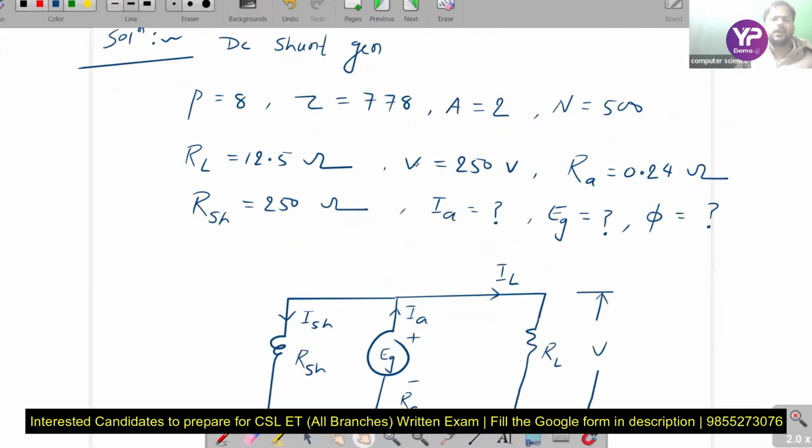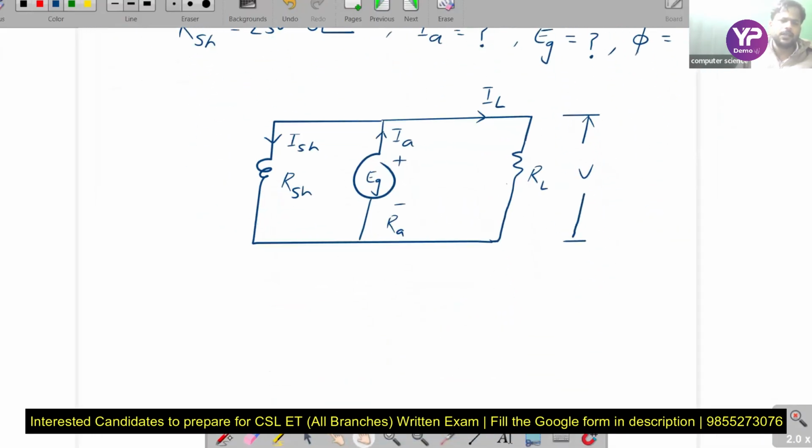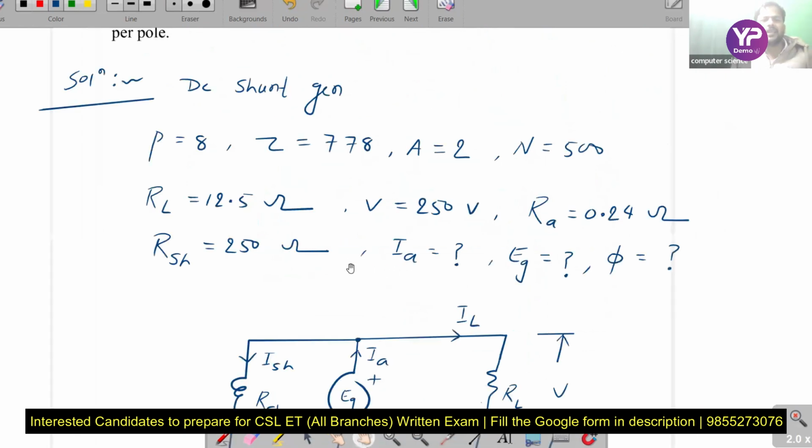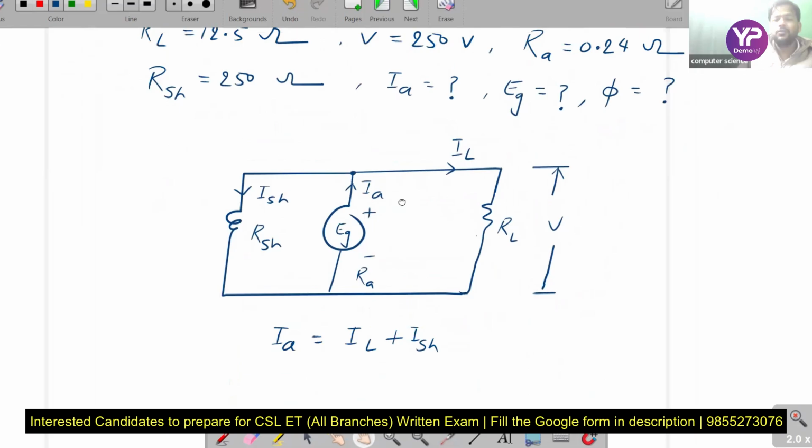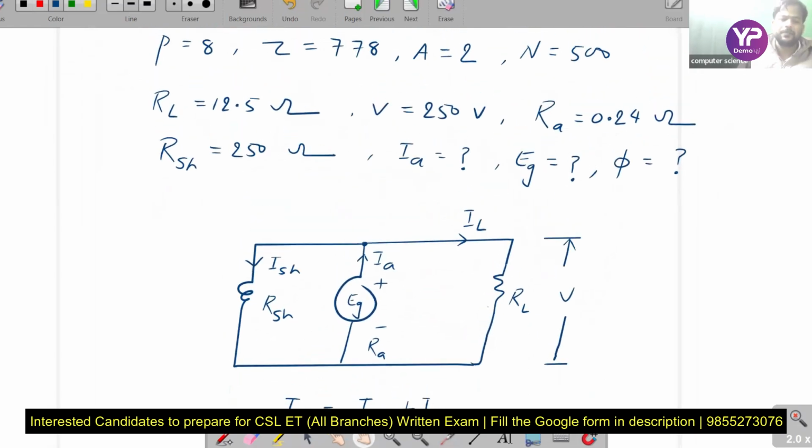Here we need to find IA. Apply KCL at that node: incoming current is equal to outgoing current. That means IA equals IL plus ISH. Here IL and ISH are not given, so we need to find IL and ISH. How to find IL and ISH?